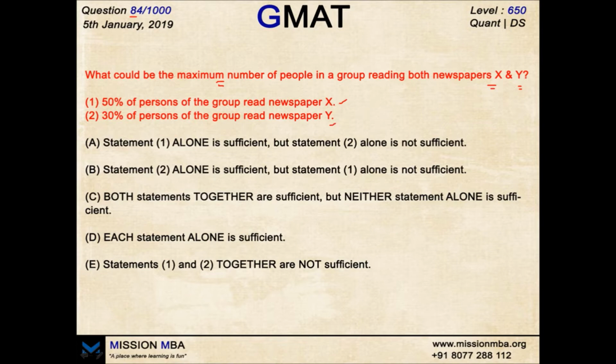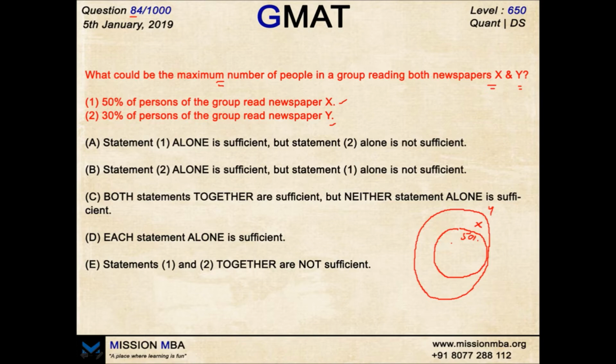Now let's have a look. If 50% of the people read newspaper X, I do not know anything about the number of people reading newspaper Y. Now, if the number of people reading newspaper Y is greater than 50%, then of course I can say that the maximum amount of intersection can be 50% when the set X goes entirely into the set Y. Then the maximum amount of intersection occurs. Remember this rule, guys: maximum amount of intersection occurs when one set goes entirely into the other set.